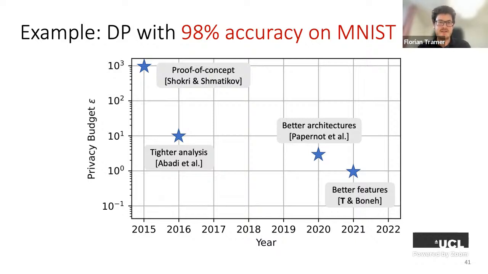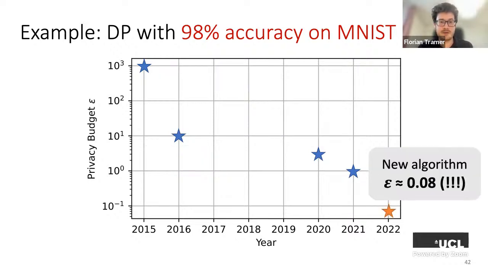Then over the years, we've had tighter privacy analysis, and work that showed how to use better model architectures or better feature extractors to drive the privacy budget you need to get 98% accuracy on MNIST down to single digits. And then a couple of months ago, a new paper came out that was very exciting because it proposed a new algorithm and made an extremely extravagant claim: that they managed to train an MNIST model to 98% accuracy with a provable differentially private bound of epsilon equal to something like 0.08, which is nearly optimal.